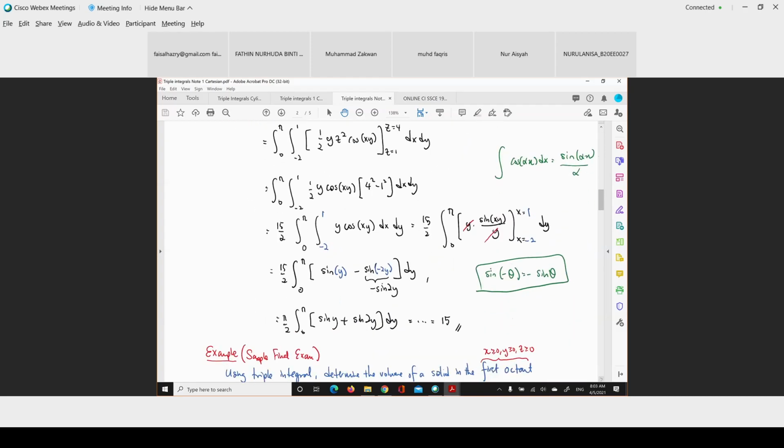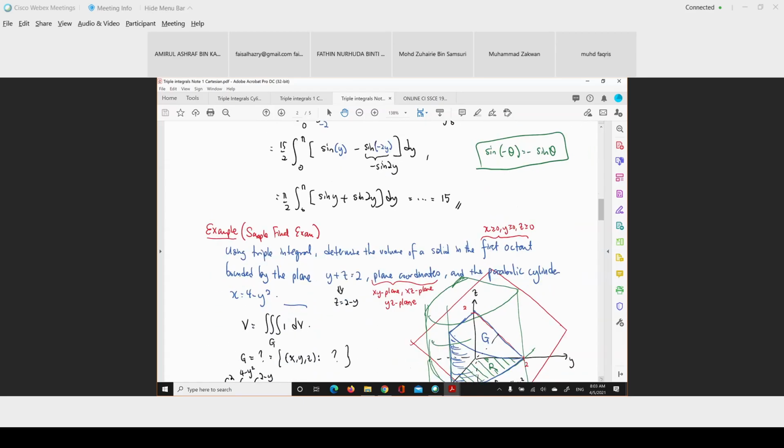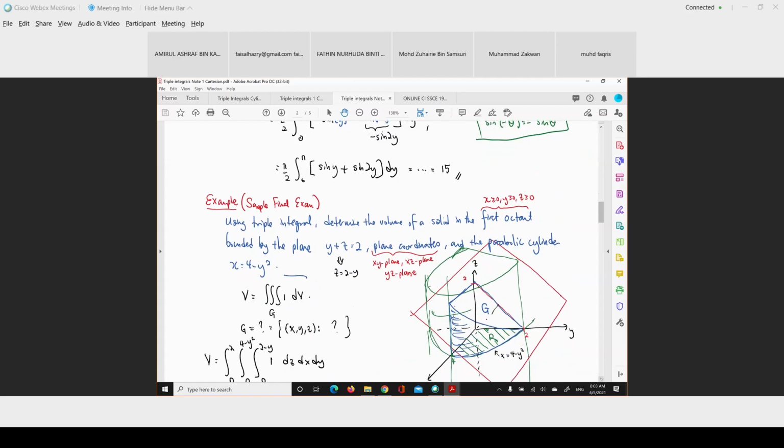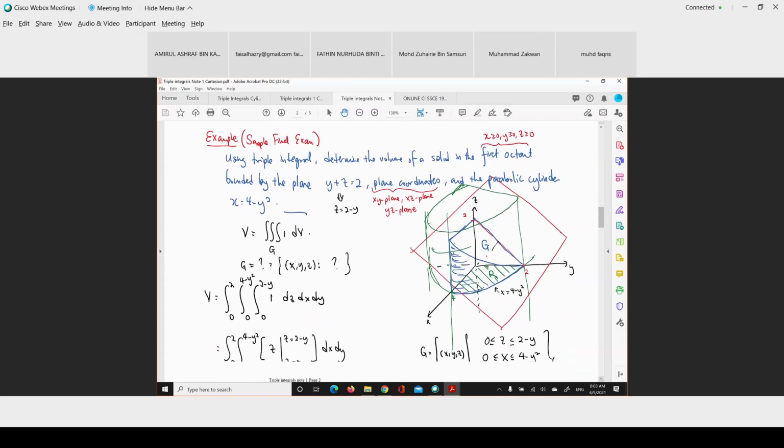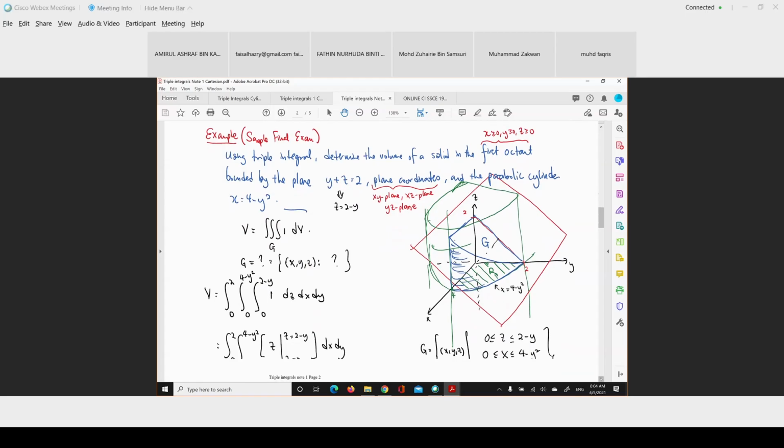And sometimes there are several orders, dx, dy, dz. Altogether, there are 6 possible orders, but choosing one order is sometimes easier than the others. So sometimes we need to do some thinking before evaluation. And then here is an example on finding the volume of a solid. A sketch is usually helpful to determine the bounds of the region of the solid under consideration.